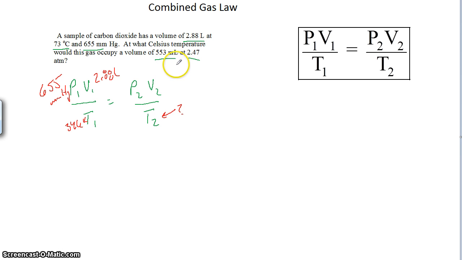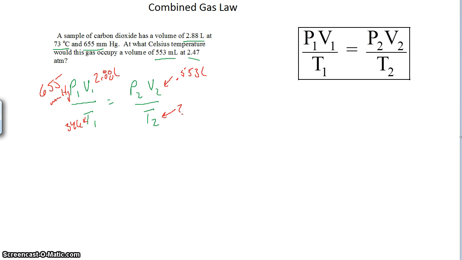My new volume is 553 milliliters, but you have to make sure your units match. So as I said a second ago, that's 0.553 liters. And my pressure is given to me as 2.47 ATMs. The only problem is this pressure was in millimeters of mercury, so I am going to have to convert that.